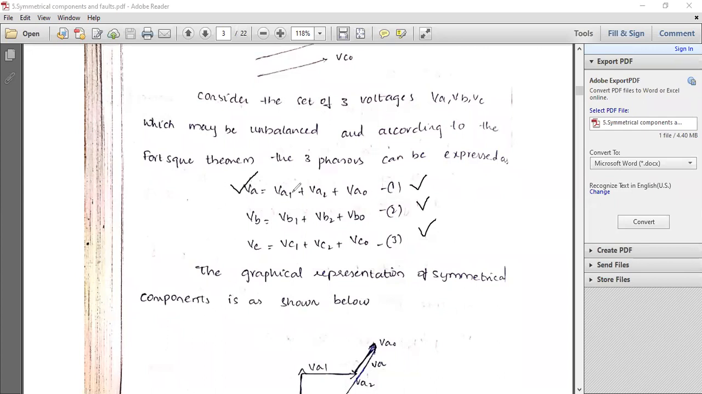So likewise, here VA is equal to VA1 plus VA2 plus VA0, and VB is equal to VB1 plus VB2 plus VB0. Similarly, VC is equal to VC1 plus VC2 plus VC0. So even if you consider any phase voltage, VB or VA or VC, whatever it may be, it is expressed as a sum of three components: positive sequence component, negative sequence component and zero sequence component. The graphical representation for this particular VA, VB, VC is like this.